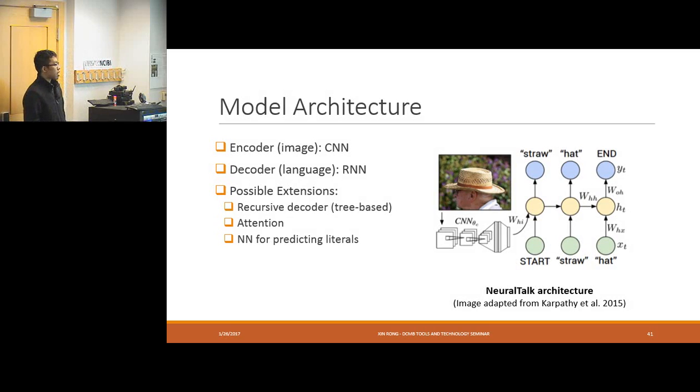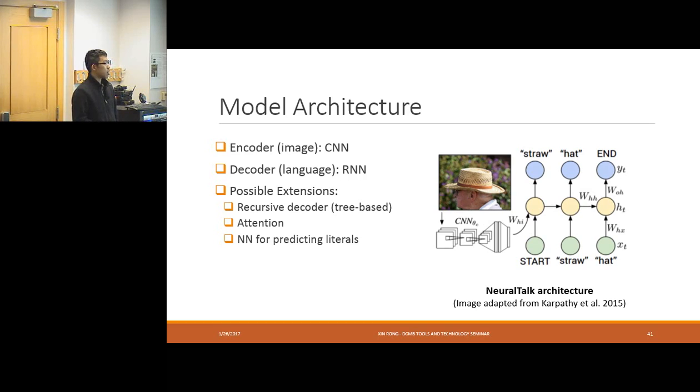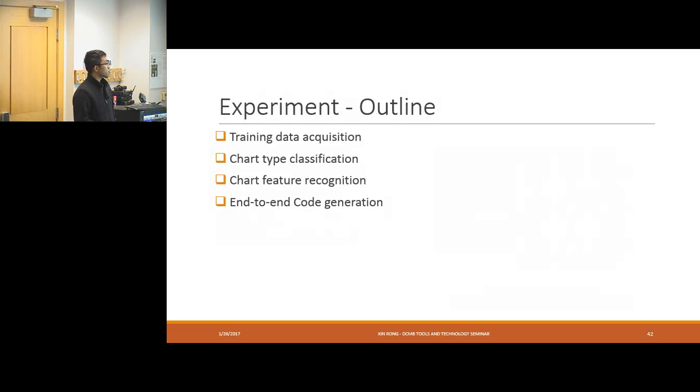So here's our model architecture. We reused Karpathy et al.'s NeuralTalk architecture. It's fairly standard nowadays, where there's a CNN encoder that understands the content of the image, and the RNN decoder that generates the caption one token at a time. I want to show you some preliminary results we have gotten, and these are pretty interesting.